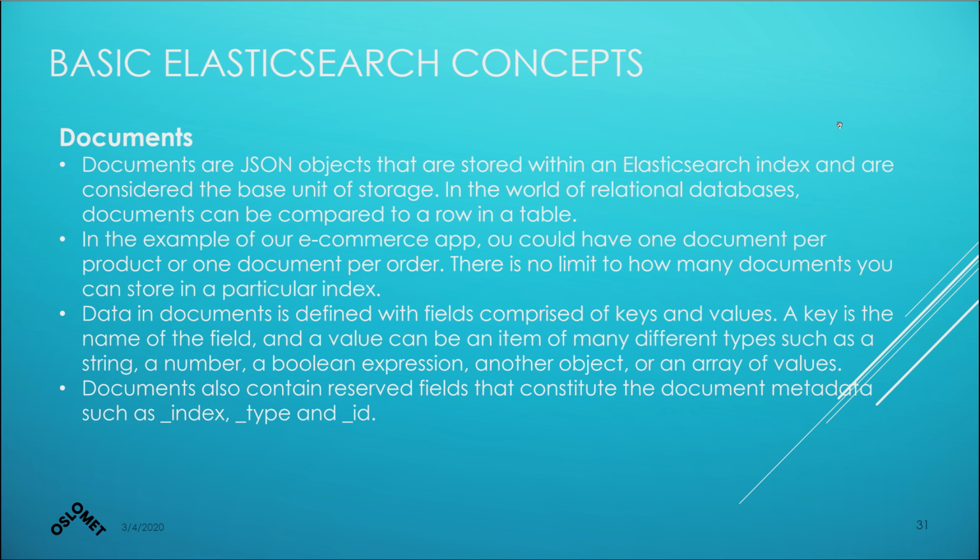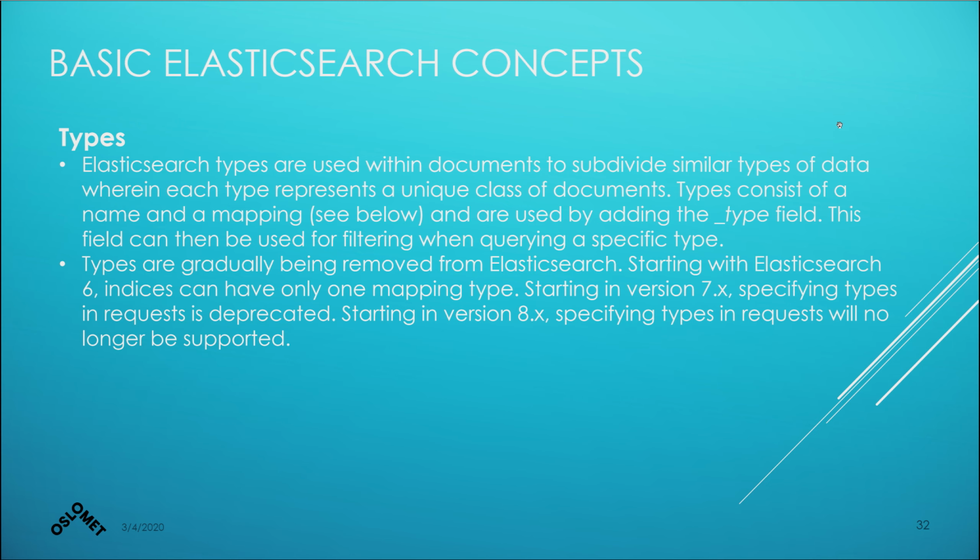You don't have to traverse through complex structures, etc. Then you have types. Elasticsearch contains types. So what are types? You can divide the data inside the documents between different types, and classify this and represent it as a unique class of a document. Types have names and mapping and are used by adding the type field.